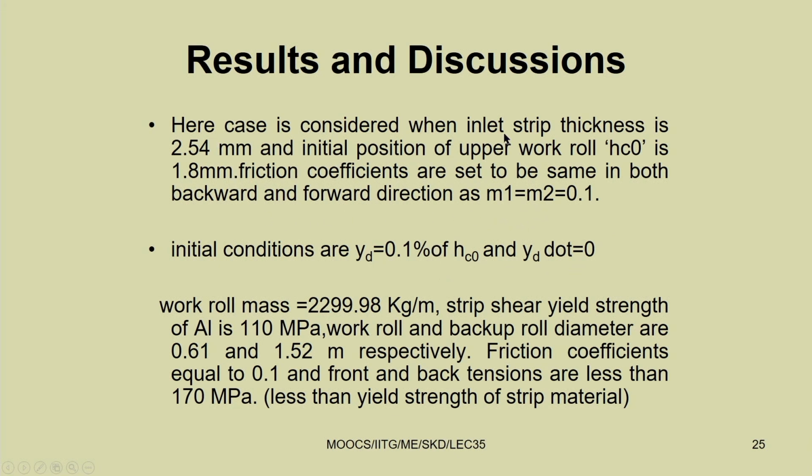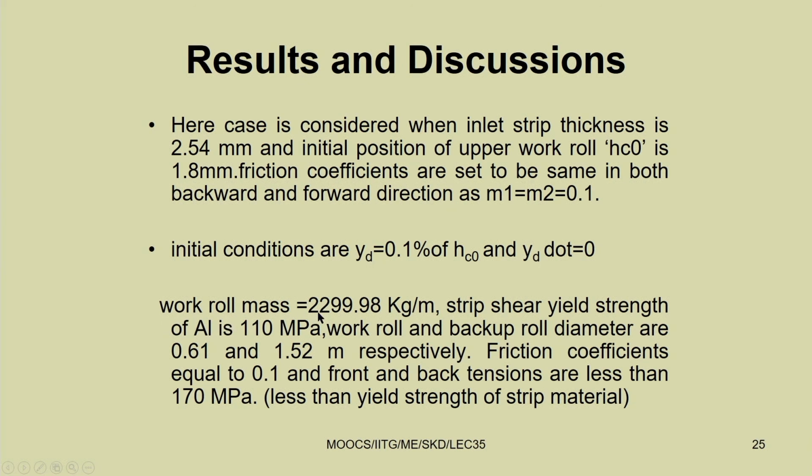Here in this case of numerical analysis, the inlet strip thickness is 2.54 mm and the initial position of the upper roll, h c 0, is 1.8 mm. The friction coefficients are taken to be the same in both backward and forward directions, that is m 1 equal to m 2 equal to 0.1.